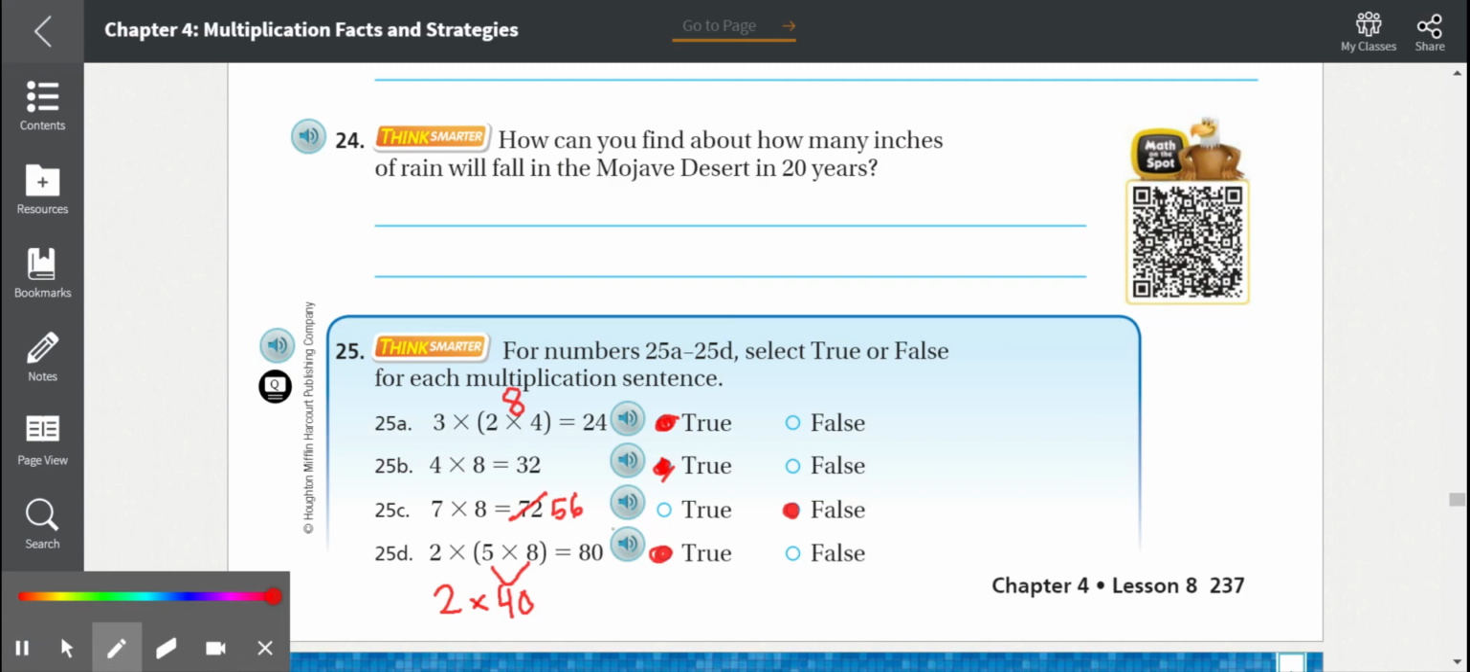Okay, now 3rd grade, I want you to do your homework for lesson 4.8, multiplying with 8.